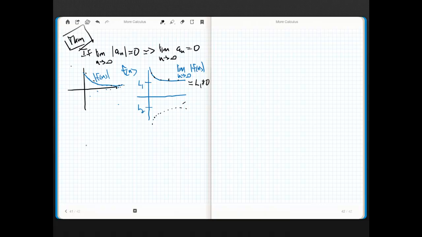For example, let's say we take (-1) to the n times 2n squared plus 1 over 4 minus n squared. Does it converge? Great problem. Wink, wink. You might see a problem like that again.